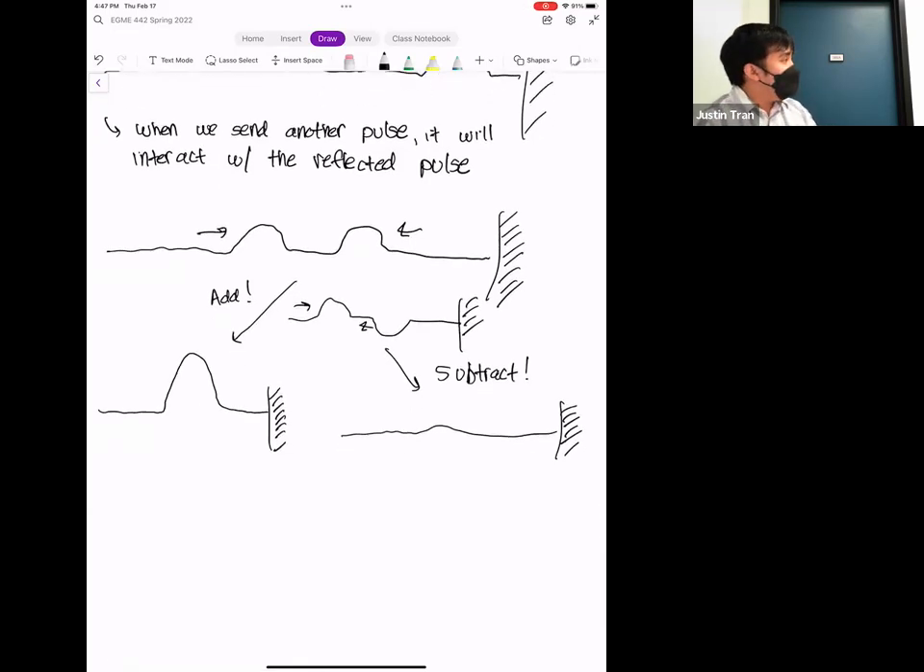And so this same phenomenon, even though we've been talking about guitars this whole time, this concept happens in the cardiovascular system as well.